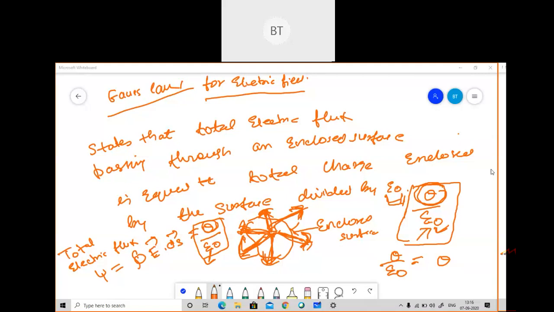If somebody asks you, just tell them that it states that the total electric flux passing through an enclosed surface. So this is the total electric flux: flux 1, flux 2, flux 3. This is the electric flux passing through an enclosed surface, and since this is a closed surface, it will be equal to the total charge. What was the charge present in that? Q charge was present in that. So it is equal to the total charge enclosed by the surface divided by epsilon naught.